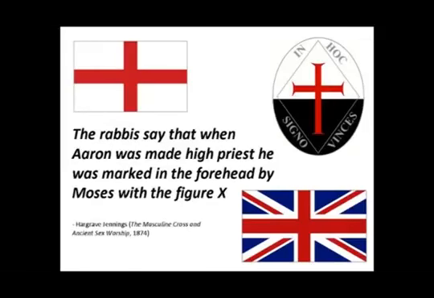Hargrave Jennings, in a book called The Masculine Cross and Ancient Sex Worship, 1874, said that the rabbis say that when Aaron was made high priest, he was marked on the forehead by Moses with the figure of an X. This is the same X, the same cross that we find on the heraldry, on the coats of arms, and even on the flags. It is still preserved today.